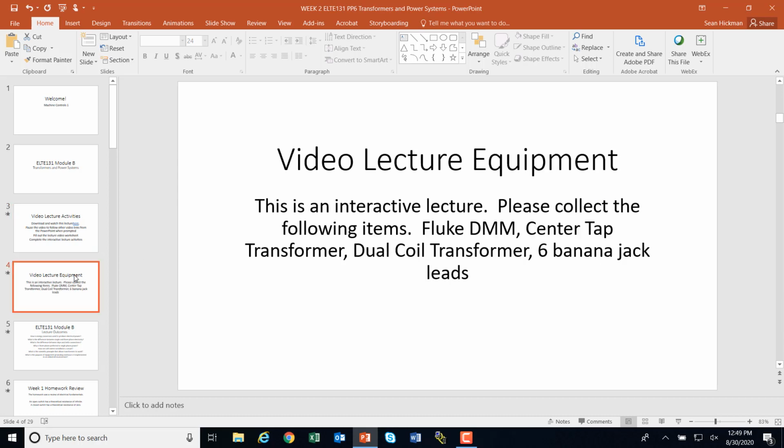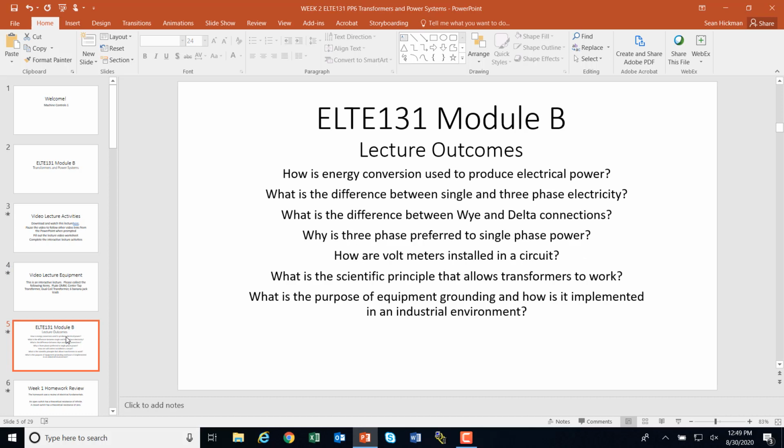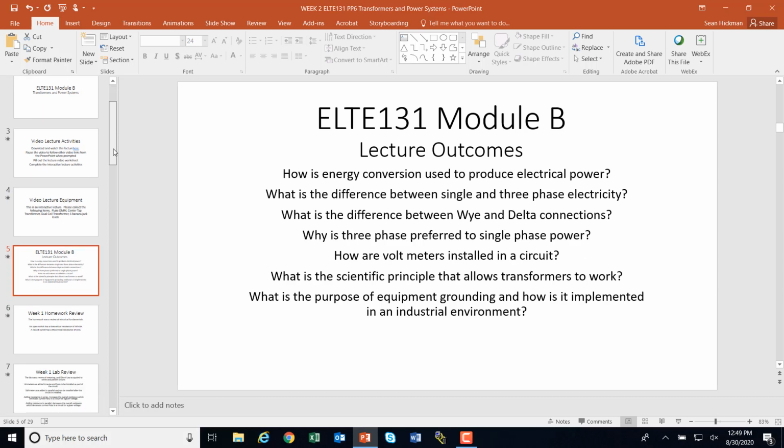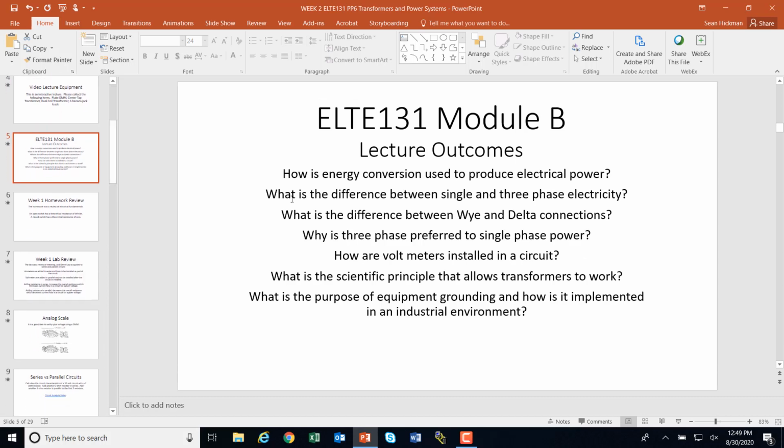We're going to be doing a little bit of an interactive lecture. We're going to be taking a look at transformers. So you're going to need a Fluke, a center tap transformer, and a dual coil transformer, and some banana jack leads.